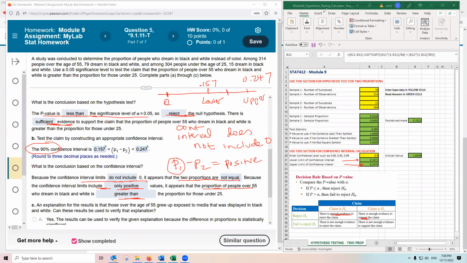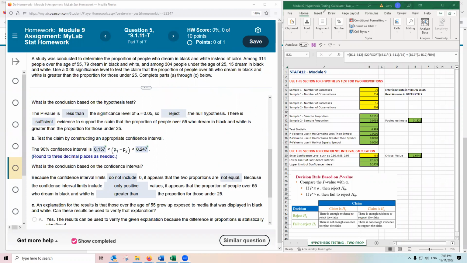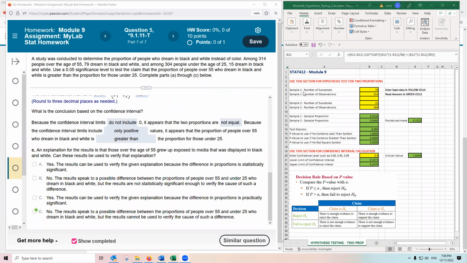And we'll scroll down to do one last part of this. So our conclusion is no, there is a difference between these proportions who dream in black and white. All right.